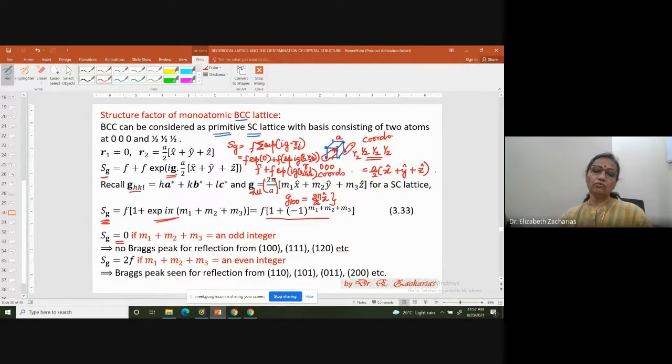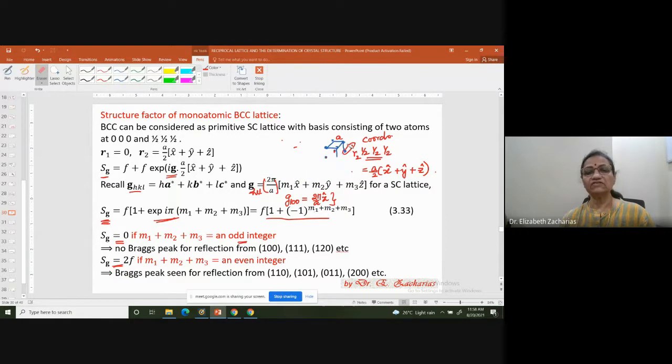You get 0 whenever the sum of M1 plus M2 plus M3 is an odd integer. And what happens if it is an even integer? If it's an even integer, minus 1 to the power of an even number is plus 1. Therefore, you get the structure factor as 2f. Okay. Now, I need to interpret these equations a bit. Let me just try doing that. What this means, let us see.